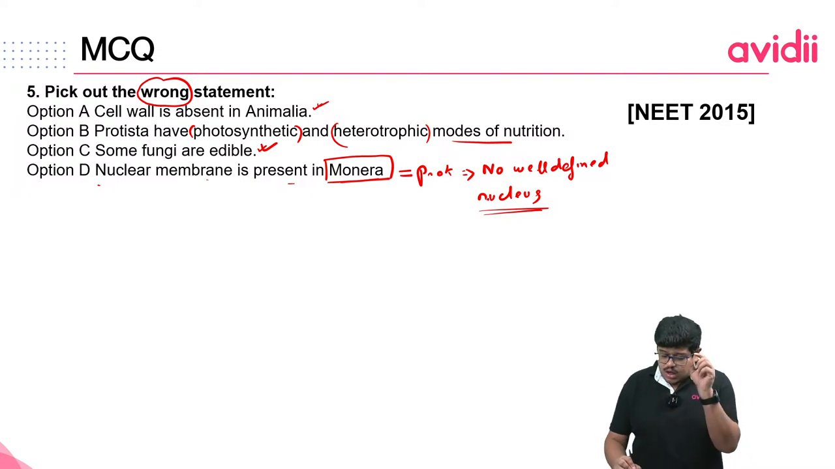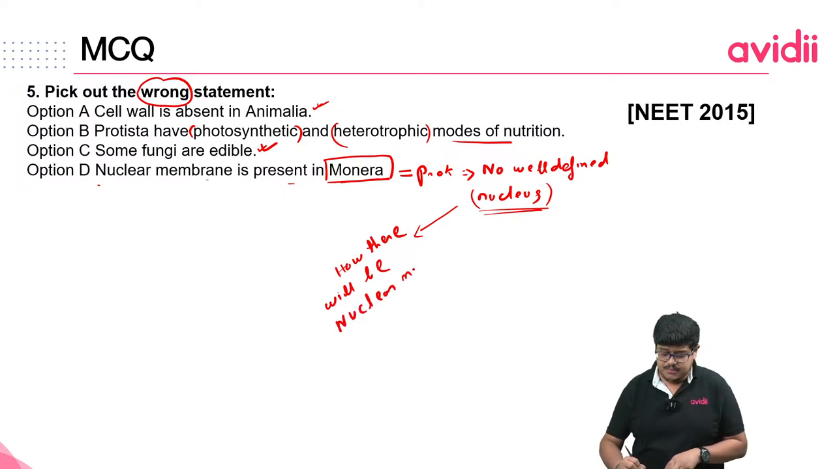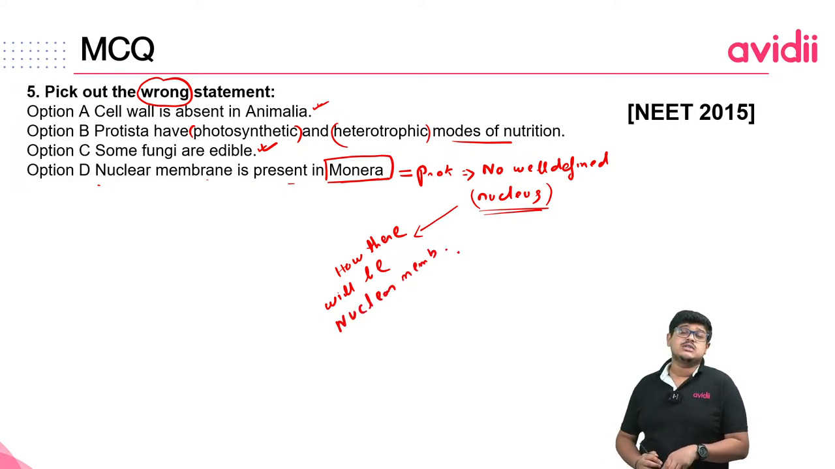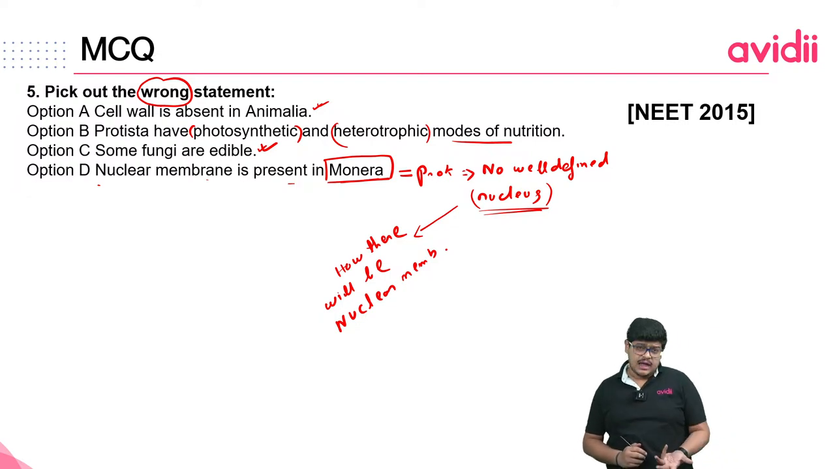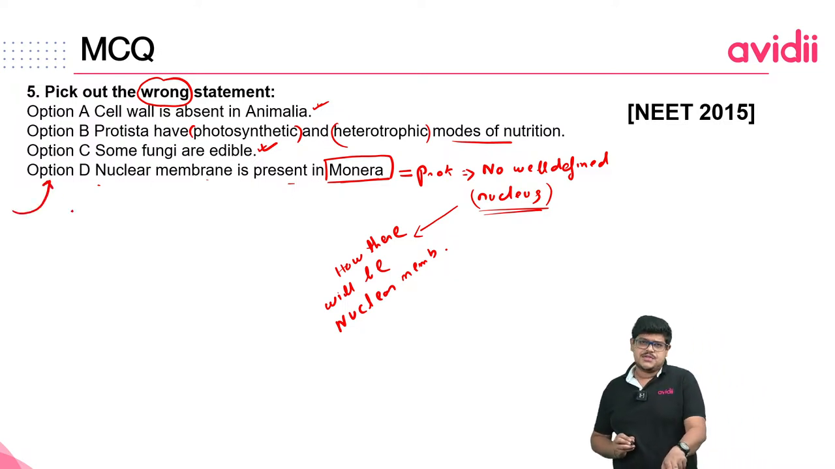If the kingdom is not having a well-defined nucleus, how will there be a nuclear membrane? So it is quite obvious that nuclear membrane will not be there, because if there is no nucleus itself, then where will the nuclear membrane come from, right? So this will help you to analyze the answer and ultimately give you option D as your answer. Okay.